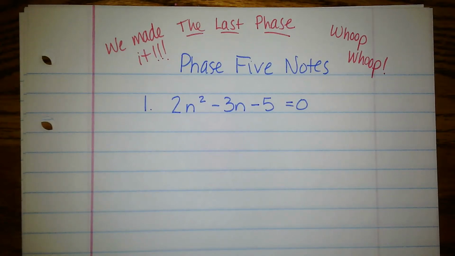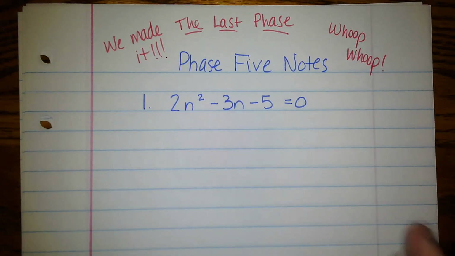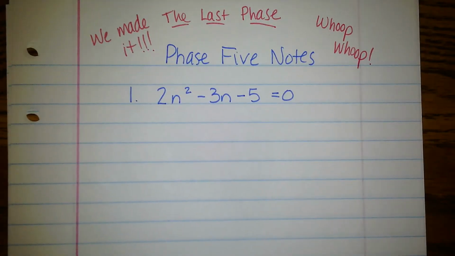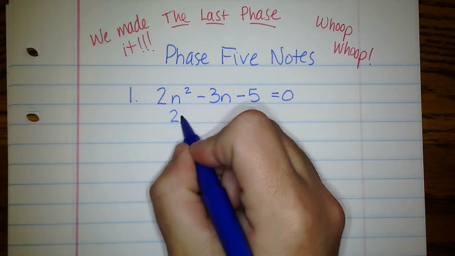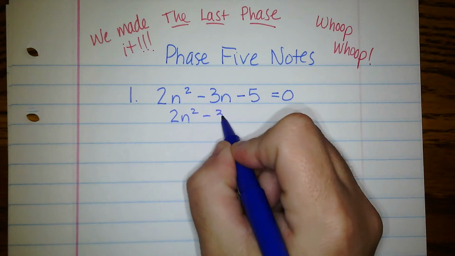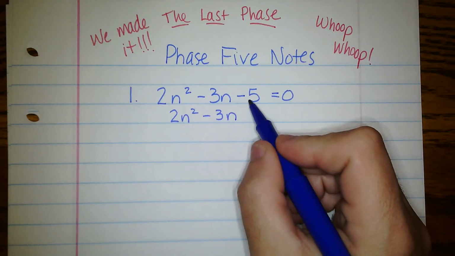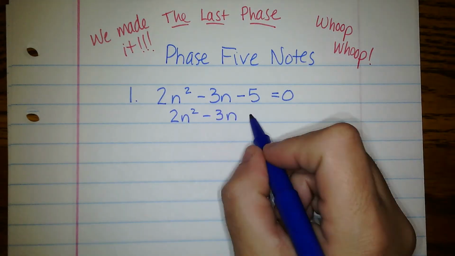Okay, we made it. The last phase, and this pretty much encompasses all of the difficult pieces all in one problem. So we're going to see multiple things going on here. The first thing you need to know is that it is still not in the correct format, so we need to put that in the correct format. So we are going to start by moving the -5 to the right and making it positive.